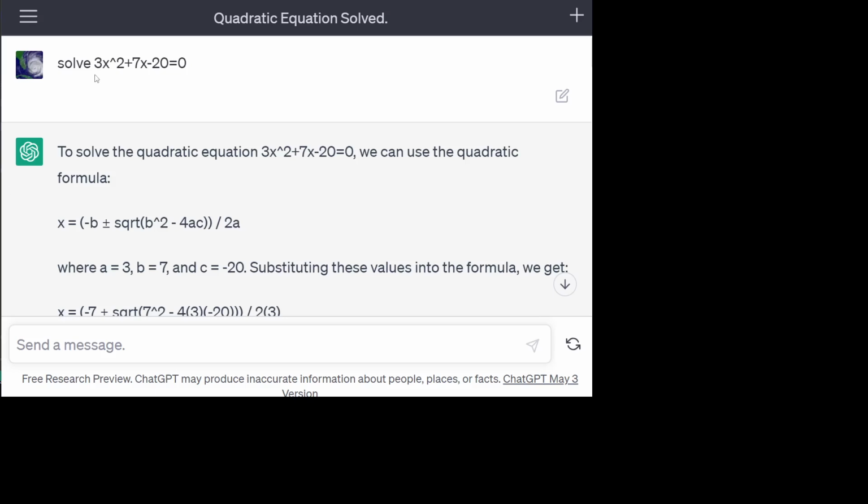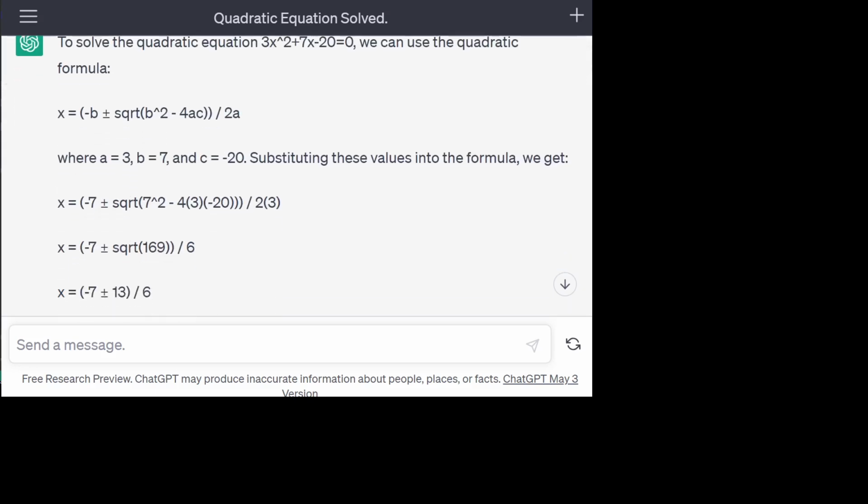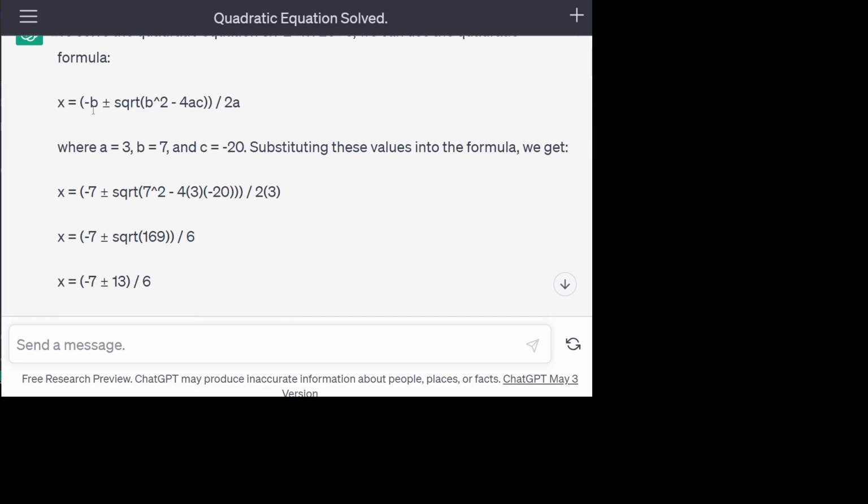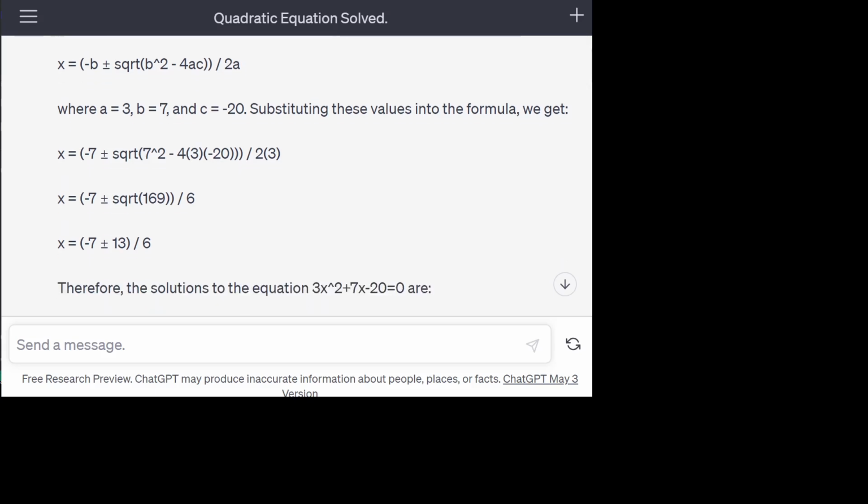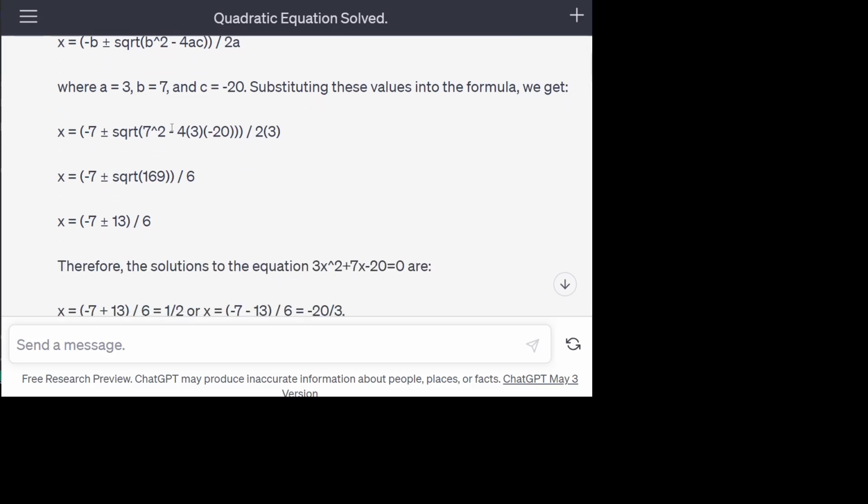So I asked it to solve the equation 3x squared plus 7x minus 20 equals 0. ChatGPT started working on it by using the quadratic formula, which is a perfectly acceptable way to go about solving it. Negative b plus or minus the square root of b squared minus 4ac all over 2a. We all remember that from junior high or high school. And it substituted variables correctly.